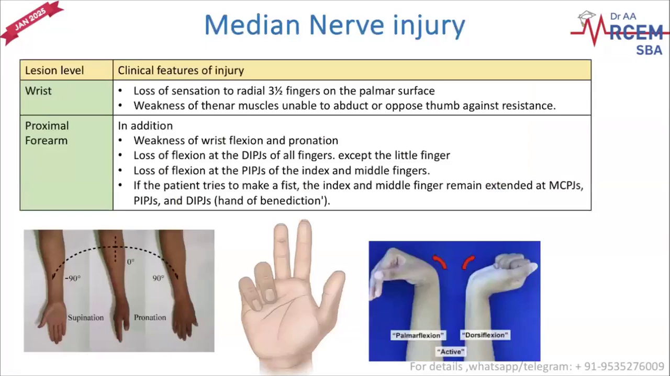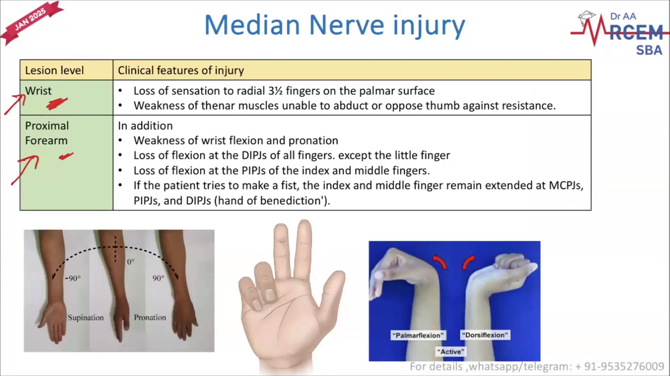Now we'll go through the individual nerves: the median nerve, the ulnar nerve, the radial nerve. What we'll be discussing is what you'll be seeing in these lesions. The lesion depends on where the median nerve is injured. Is it injured in the wrist or is it injured in the forearm?